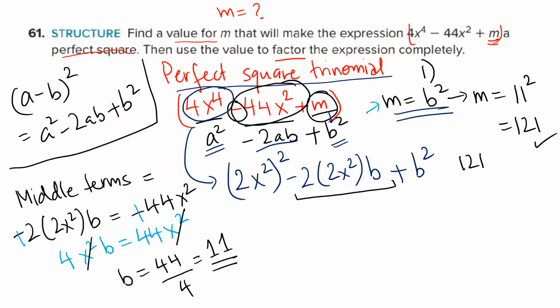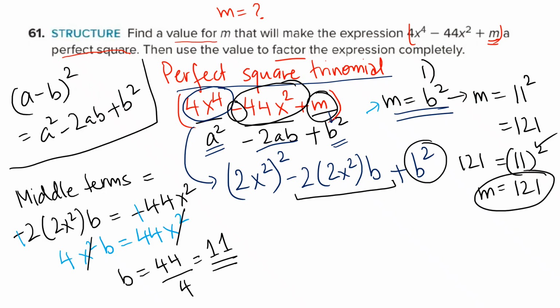And 121 is the perfect square of which number? 11. Because if you check your calculator, 11 multiplied by 11 is 121. So what is the value of m? The value of m is 121. So now I can put back the value of m here in this expression, and the second part we can proceed where we need to factor.